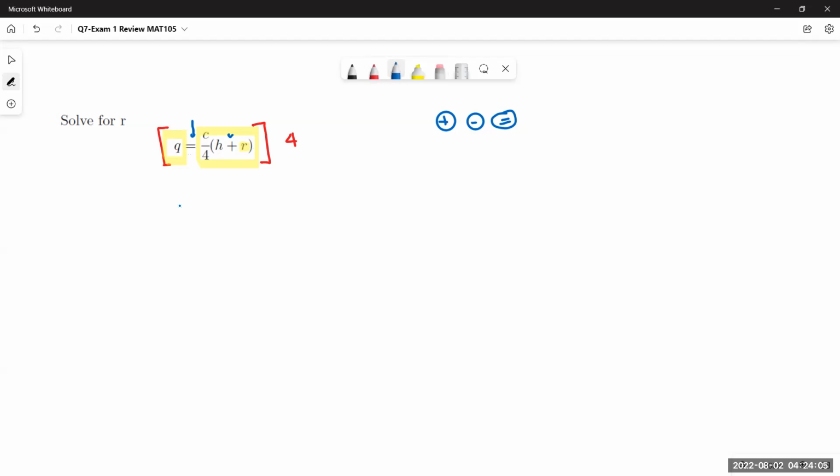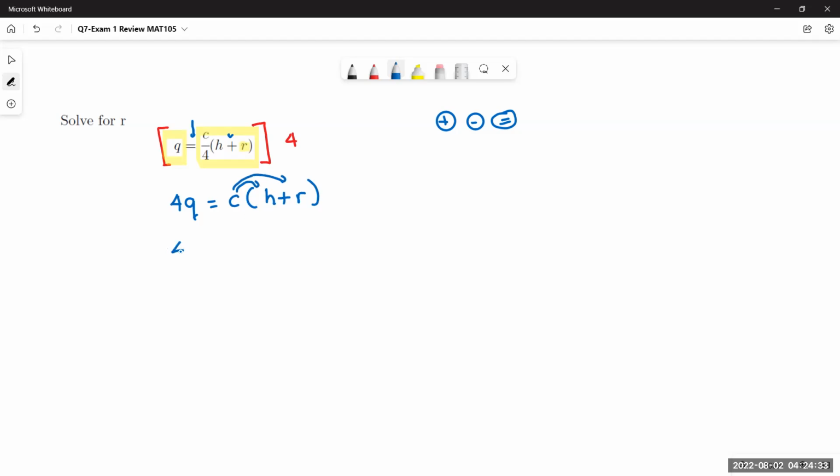The 4 is going to be multiplied by q. It's going to be 4q. And then the 4 is going to be simplified with the 4. 4 divided by 4 is 1. 1 times c times whatever. It's going to be c times (h plus r). So now we moved from an equation having fractions into a linear equation, all right? And this should be very easy to solve if you do the distribution.